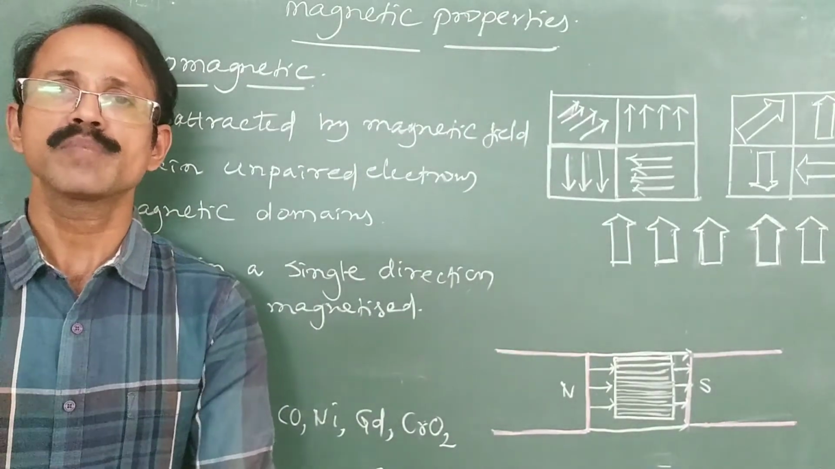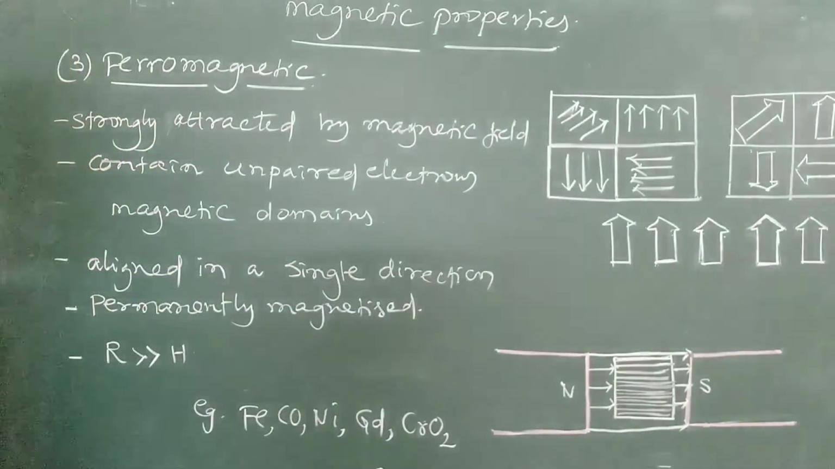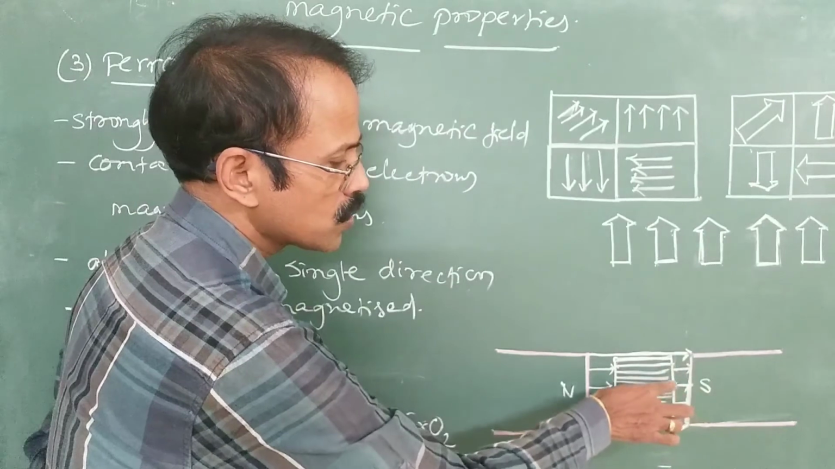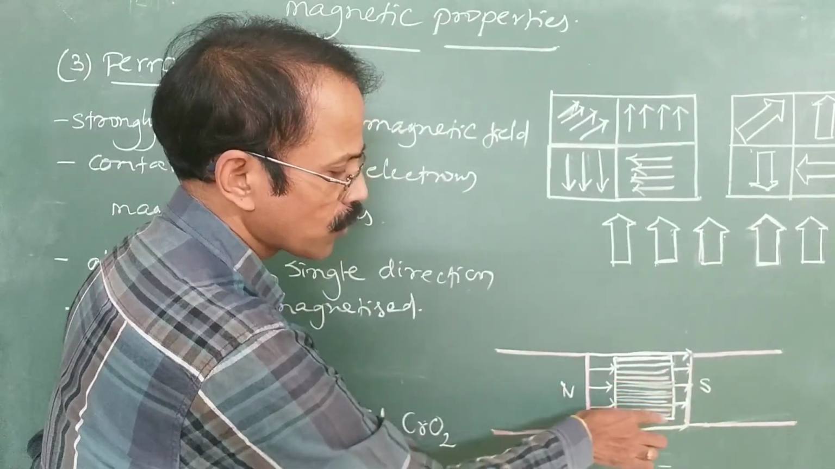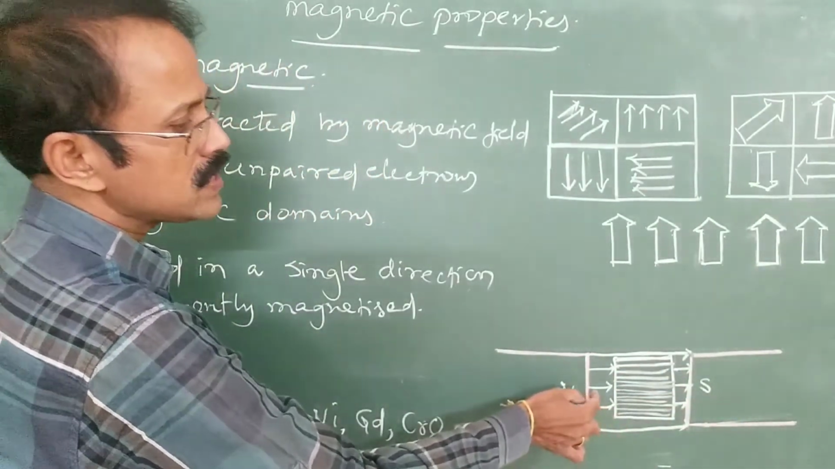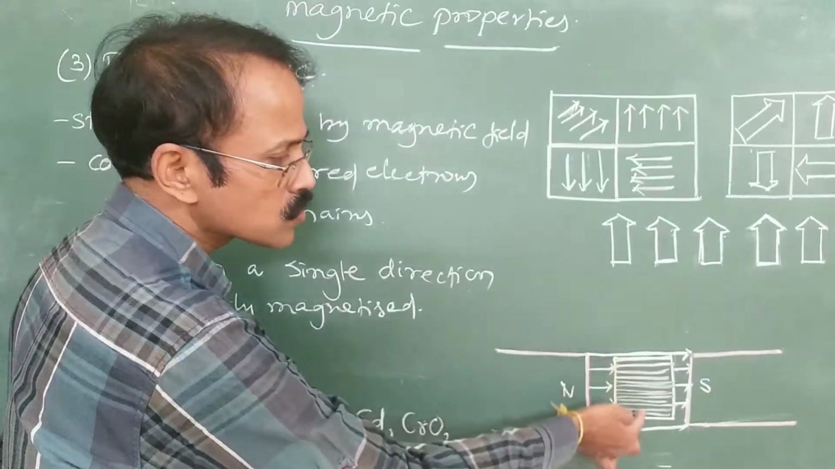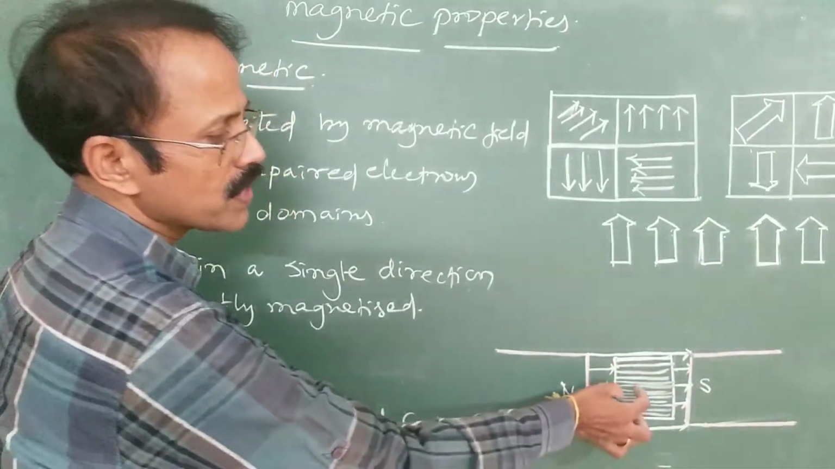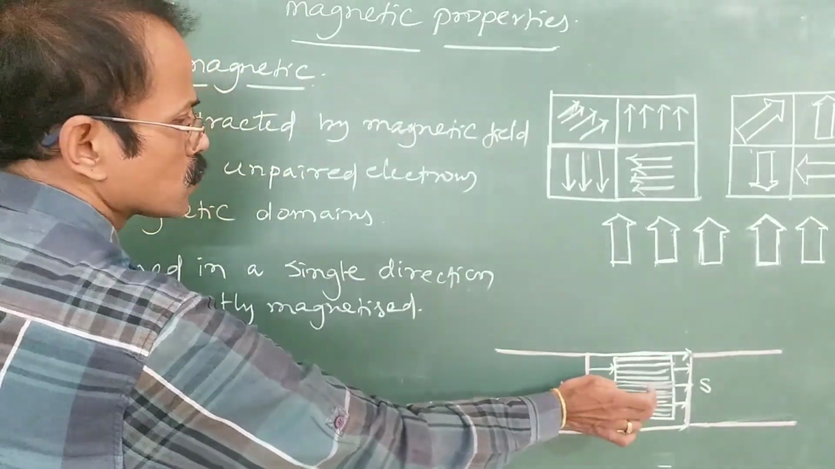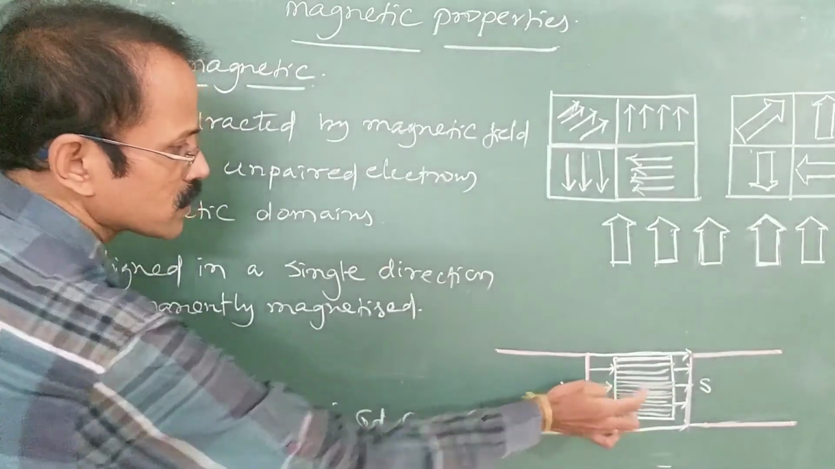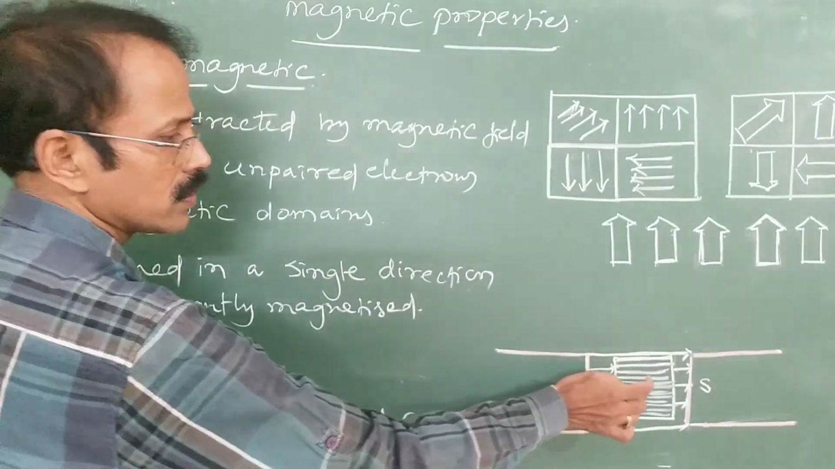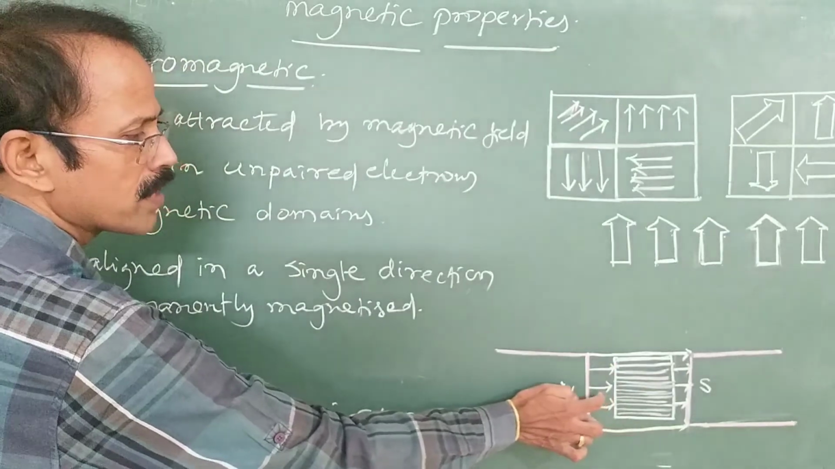So ferromagnetic substances can be permanently magnetized, and here it is easier for magnetic lines of force to pass through the ferromagnetic substance. So this is a ferromagnetic substance that is kept in a magnetic field, and it is easier for magnetic lines of force to pass through it. So that is why the resultant magnetic field is increasing by several times. The resultant magnetic field, that is R, is much greater than the applied magnetic field H.